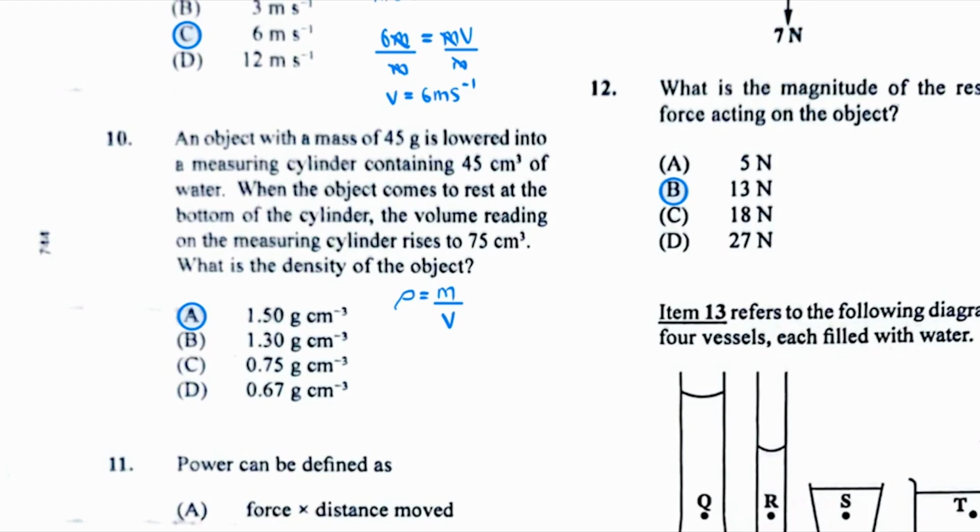In other words, you're adding a certain amount of volume into it. And so if I wanted to find that increase in volume, which would correspond to the volume of the object, I would just simply subtract 45 centimeter cube from 75 centimeter cube. So the volume would be equal to 75 minus 45. So V is equal to 30 centimeter cube. And so the density is going to be 45 all over 30. And this should simplify to 1.5 grams per centimeter cube.